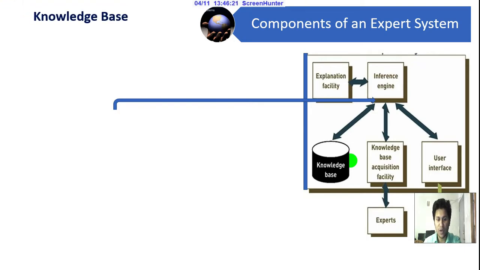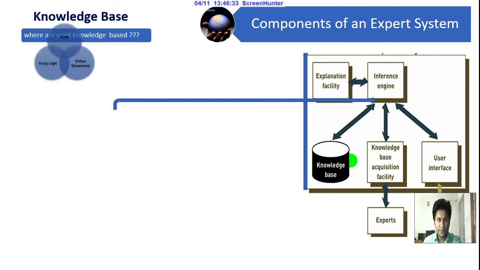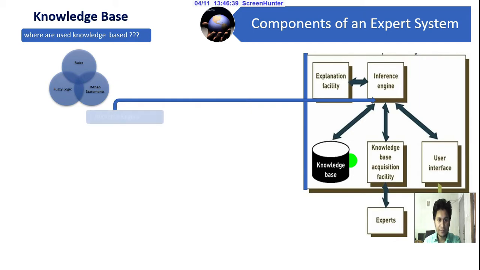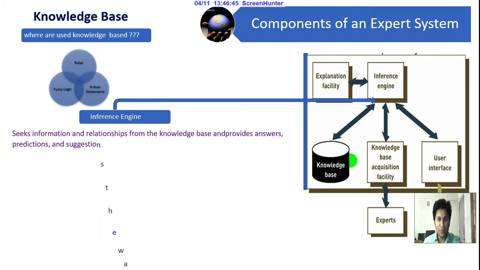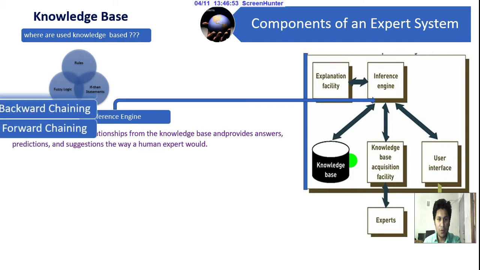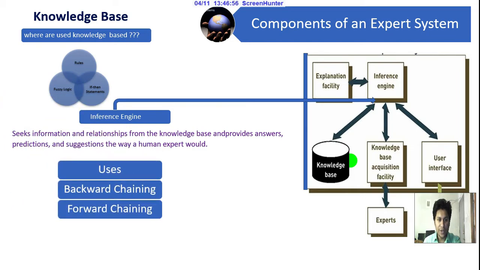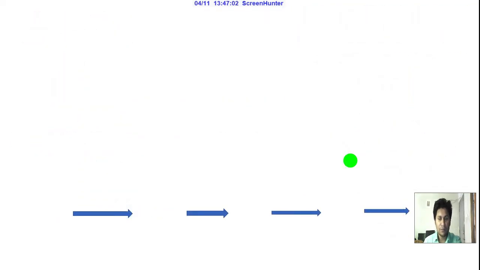Now it's time to know about the knowledge base. It stores all relevant information, data, rules, and relationships used by the expert system. What is used in the knowledge base? We can see the knowledge base uses rules, fuzzy logic, and if-then statements. The inference engine seeks information and relationships from the knowledge base and provides answers, predictions, and suggestions the way a human expert would. It uses backward chaining and forward chaining. Now I would like to go to the next slide.